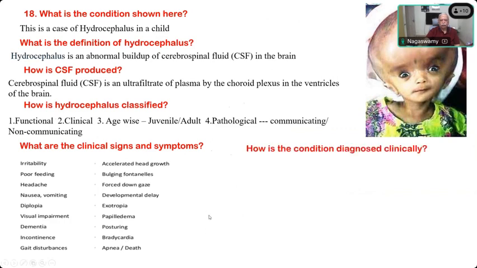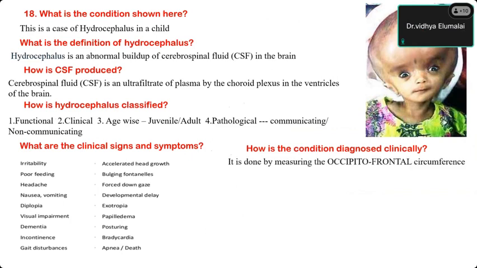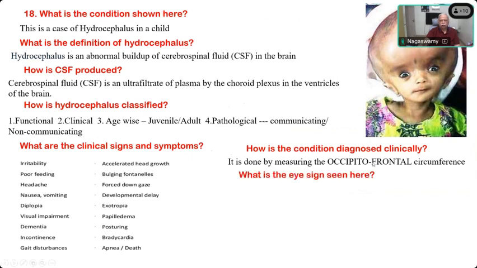How is the condition diagnosed clinically? With the help of signs and symptoms, by measuring the occipitofrontal circumference. What is the normal circumference in a newborn baby? 34 to 36 centimeters. If it is rapidly increasing, it should increase only by 1.5 centimeters per month. If it increases more than that, it means the head size is enlarging faster.